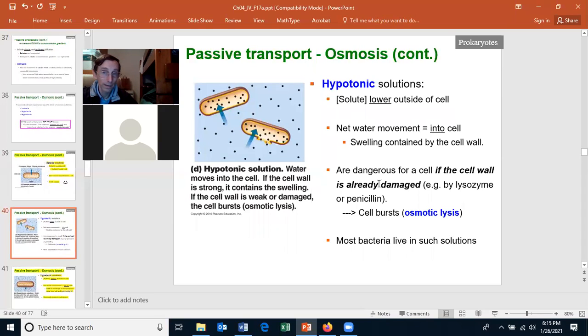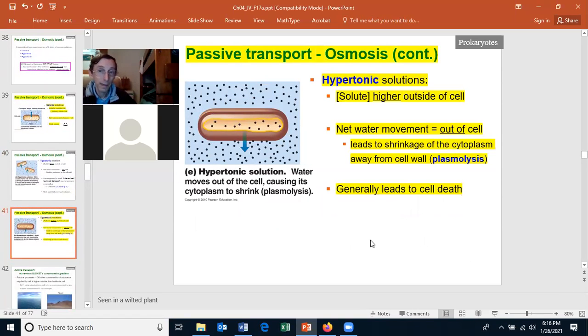Most bacteria live in hypotonic solutions, and so that's why penicillin is a good antibiotic. Why it kills cells is actually it doesn't directly kill the cell, it just directly damages the cell wall, and then when water moves in, the water will kill the cell. Animal cells, of course, don't have a cell wall, and so if they are in a hypotonic solution, water will move into the cell until the cell will burst.